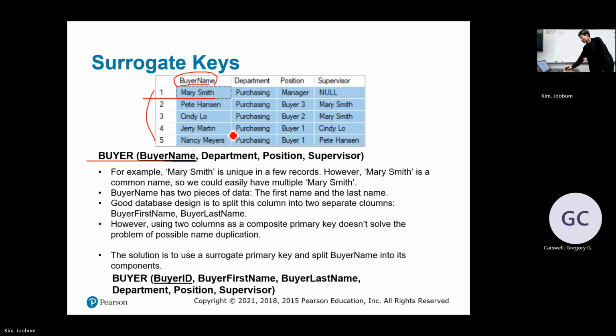So in short, we add a surrogate key like a buyer ID or any kind of ID, a numeric number or alphabet. And then we split first name and last name, creating 2 columns like that. If this kind of table, the relation, is given to you, you have to think how can I create the relation to insert into the database?